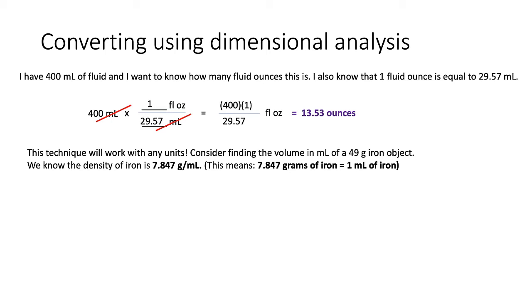Let's find the volume in milliliters of a 49 gram iron object, given that we have the following density of iron. Go ahead and pause the video, see if you can work that one out, and we will discuss.